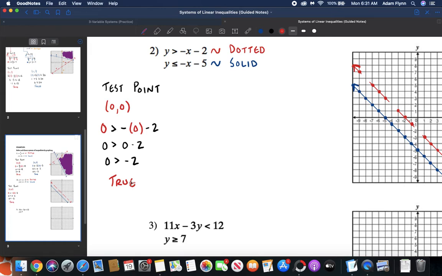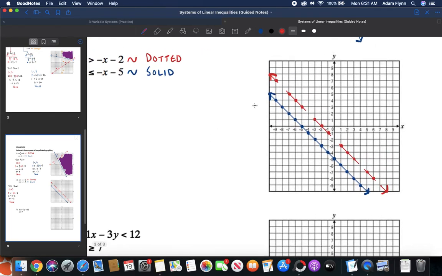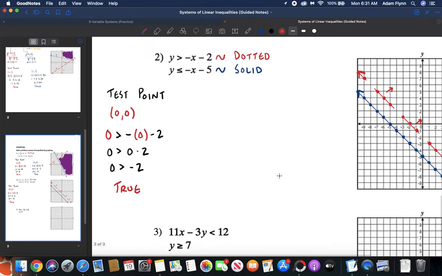Okay, so that means I can go over to my red line. It's got this right section and this left section. Taking a look at this right section and this left section, 0, 0 is to the right side, and it was true, so that means I'm going to shade to the right of my red line. Okay, so now I'll plug in 0, 0 for my blue line as well.